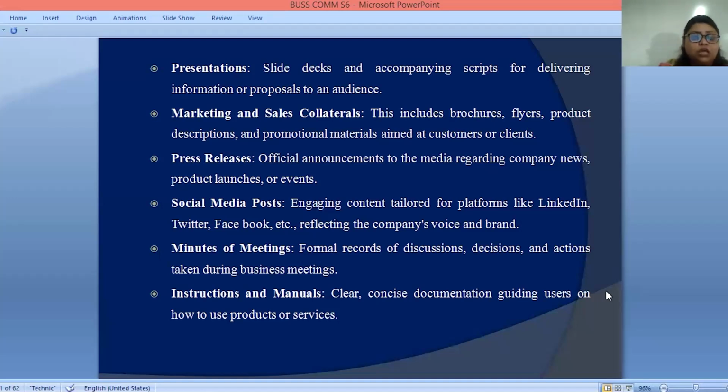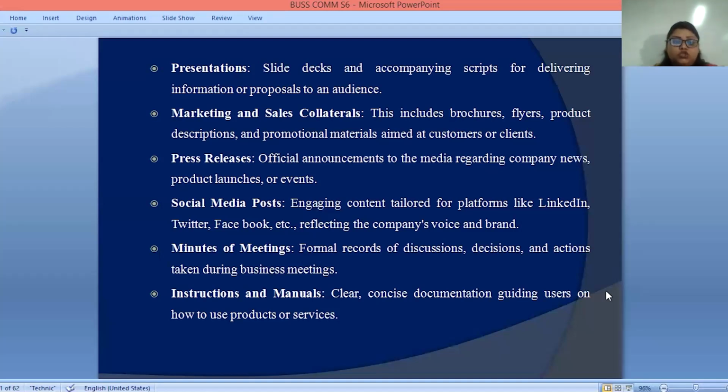Next is press release. We can also use business writing in press releases for official announcements to the media regarding company news, project launches, or events, right? Next is social media posts. Engaging content tailored for platforms like LinkedIn, Twitter, Facebook also reflects the company's voice and brand. Nowadays, social media posts are also used for formal communication, as LinkedIn is totally a professional network. So we can also use it on Facebook and on Twitter, right?